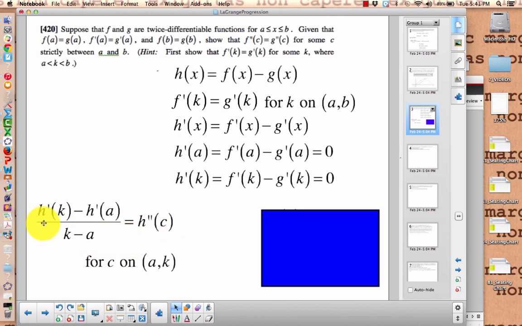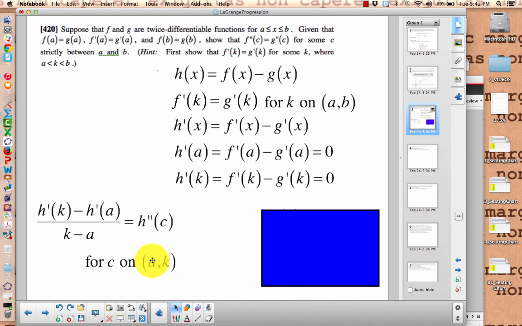So what do we have? h prime of k minus h prime of a over k minus a must be equal to the derivative of this function h prime, h double prime, at some number c, where c is a number between a and k.